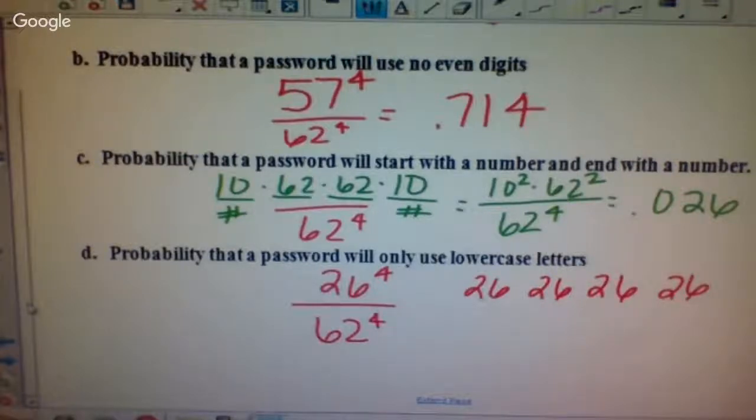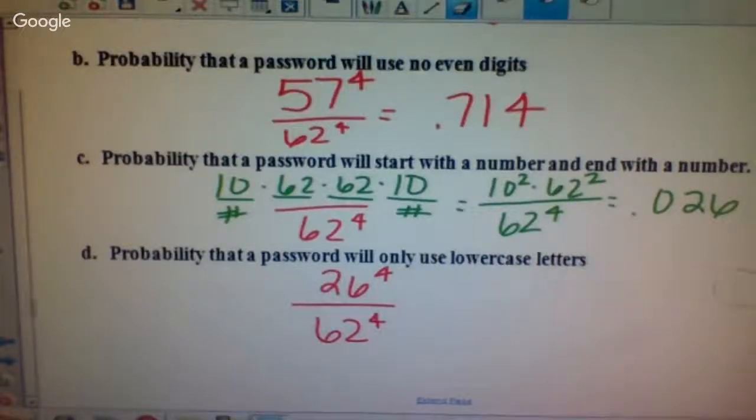I don't care if you like to shorthand it or if you like to draw it out. Either way works for me. 0.0309. 0.031. Round it to 3 decimals, it'll be easier. Okay.